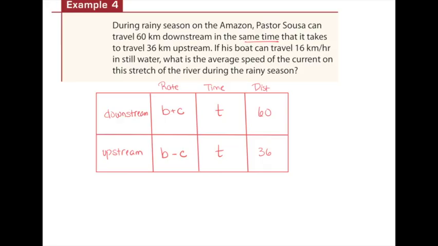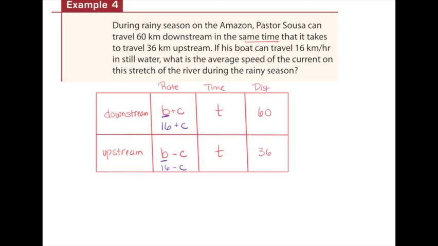So for this one, this is going to be a little bit different. This actually tells me how fast his boat travels, right? So this tells me that B, how fast his boat travels, is actually 16 kilometers. So this is going to be that 16 kilometers plus the current. This is going to be the 16 kilometers minus the current. Does everybody see that? Yes?